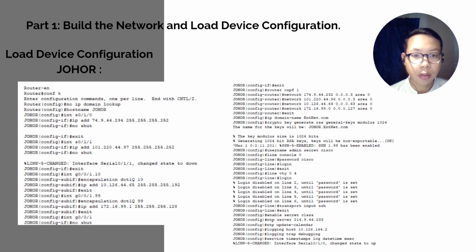For load device configuration in Johor, we have changed the hostname to Johor router, and then we enter the interface and insert the IP address that we have created on the address table before. Then we create our OSPF for the Johor network. Then we do a security configuration, which is we create a username and also a password.